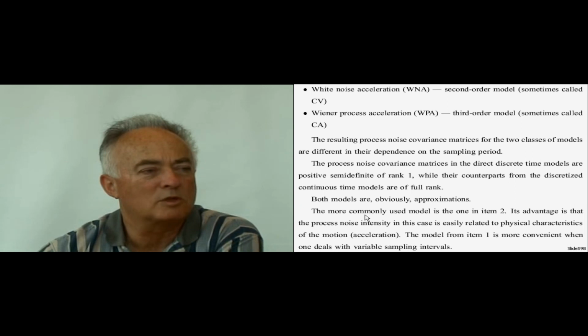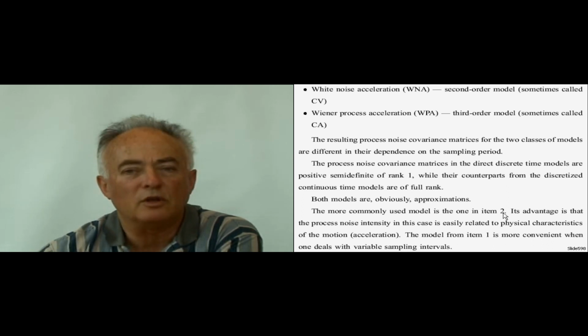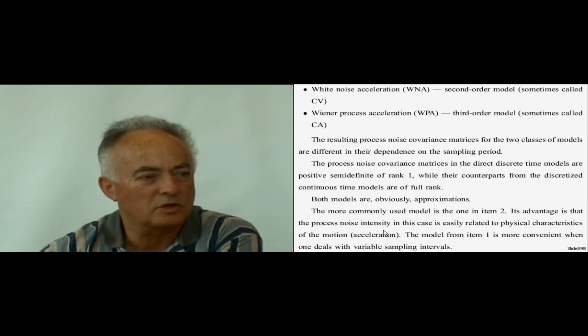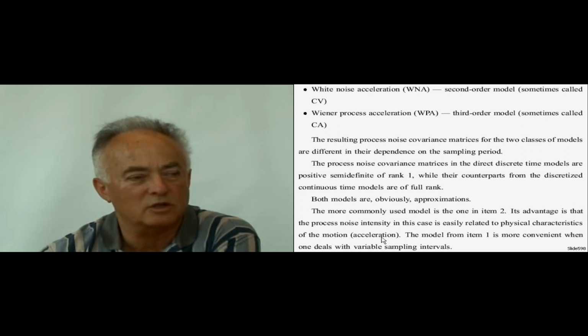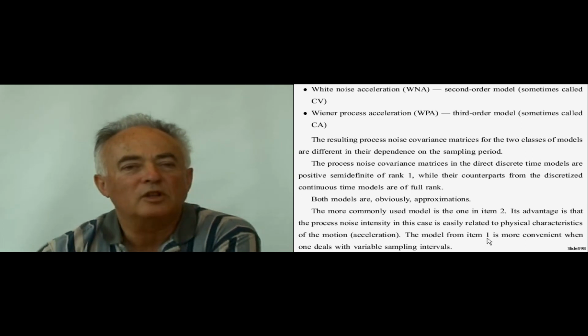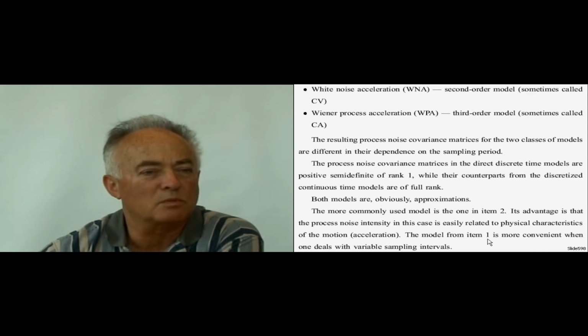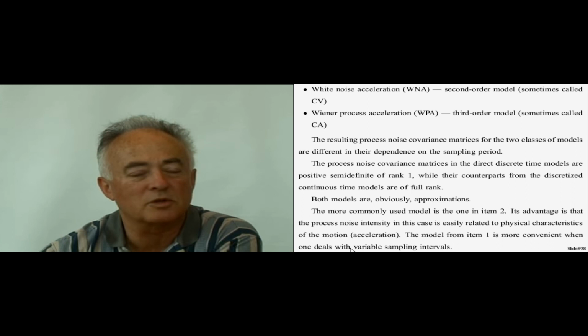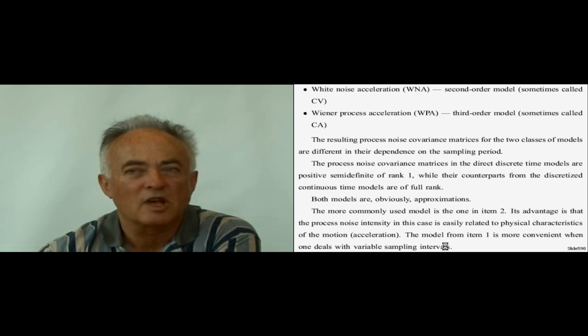Now, it's a little bit more common to use the model which is the second one, the direct discrete time. The advantage of this one is that the process noise intensity is easier to relate to physical characteristics of the motion, namely acceleration. On the other hand, the model from item 1, the discretized continuous time model, is more convenient when one deals with variable sampling intervals. For fixed sampling intervals, probably doesn't matter much. When you have variable sampling intervals, the dependence on the sampling interval of the discretized continuous time white noise is a little bit more appealing.